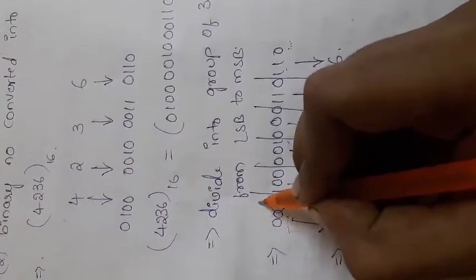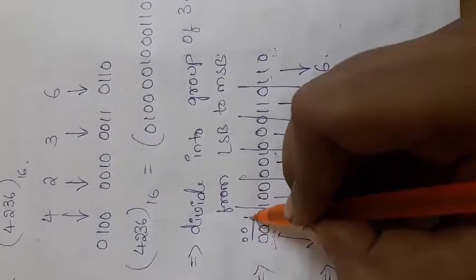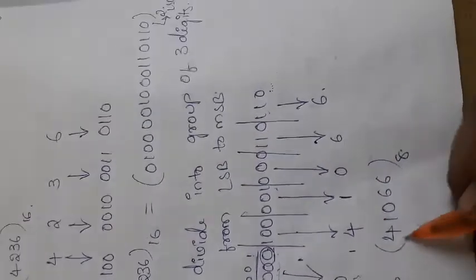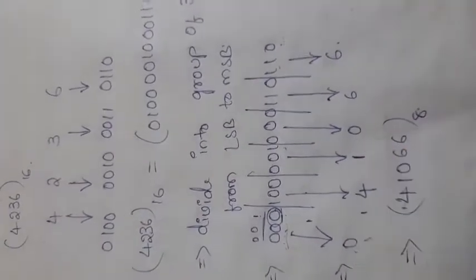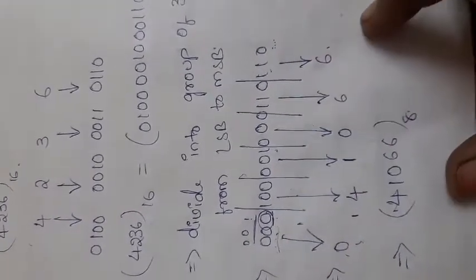Suppose here we are having 1, so you can add 2 more zeros. So what is the result here? 001 is nothing but 1. So for that purpose you can take 1 here. 0 is nothing, the answer doesn't change. If you are adding 0, the answer will not change. That's why I can remove this 0. So finally we'll get the result as 41066.